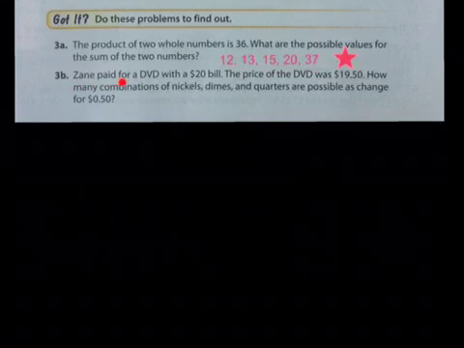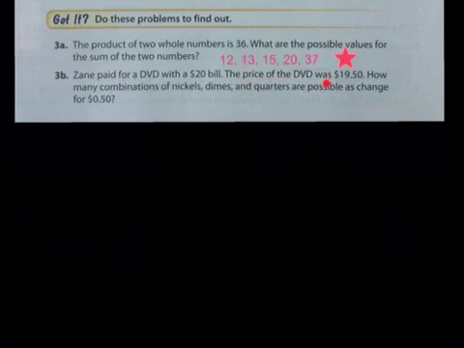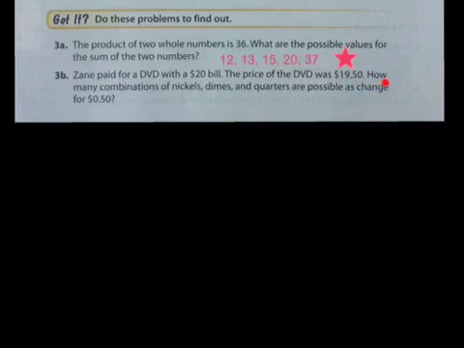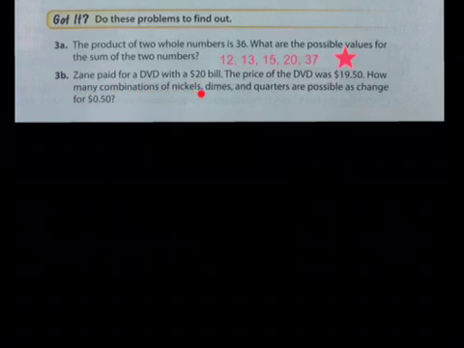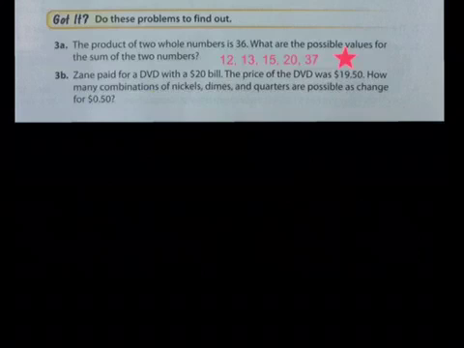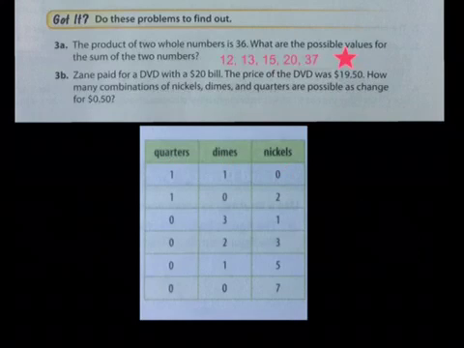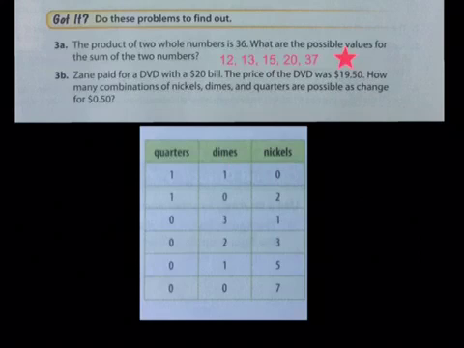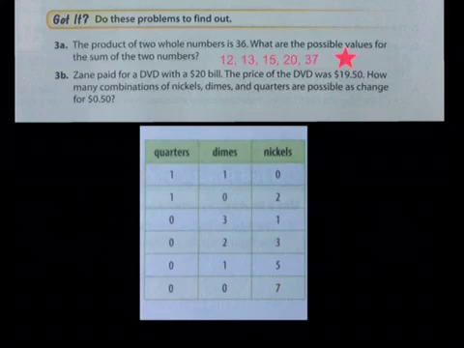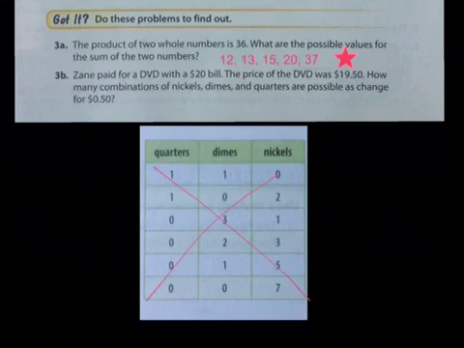3B. Zane paid for a DVD with a $20 bill. The price of the DVD was $19.50. How many combinations of nickels, dimes, and quarters are possible as change for 50 cents? To solve this problem, go ahead and make a table with quarters, dimes, and nickels, okay, like we did with the previous problem. Obviously, these are not the numbers, so please do not copy these numbers. They should be blank. And try to find the combination so that it always equals 50.